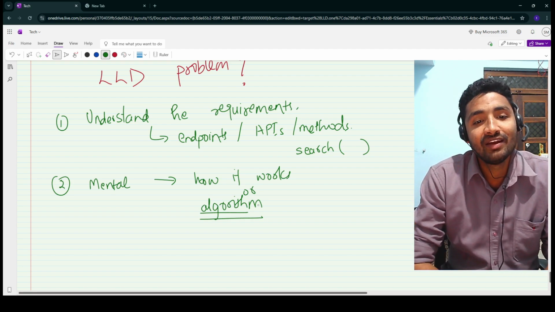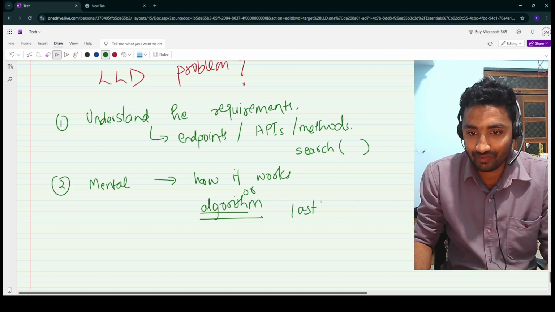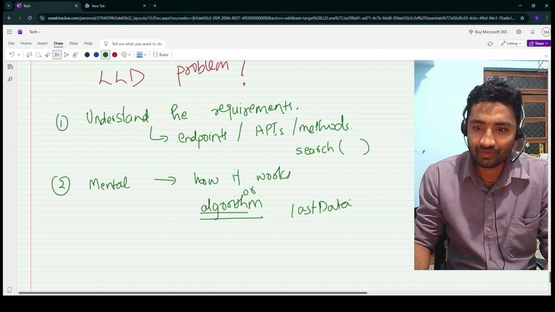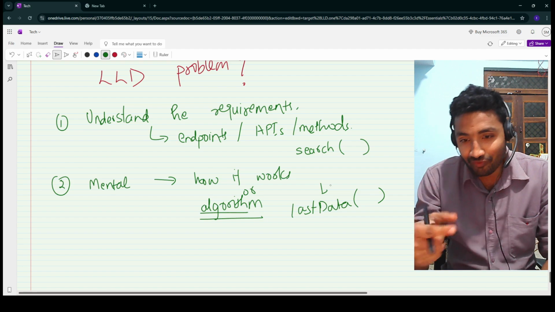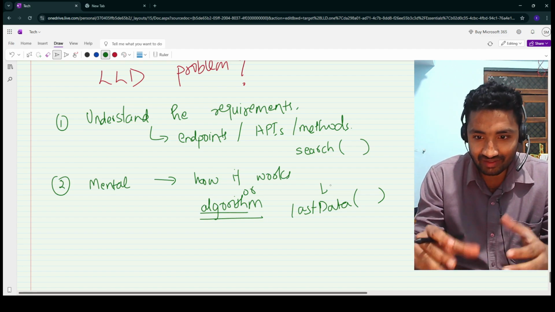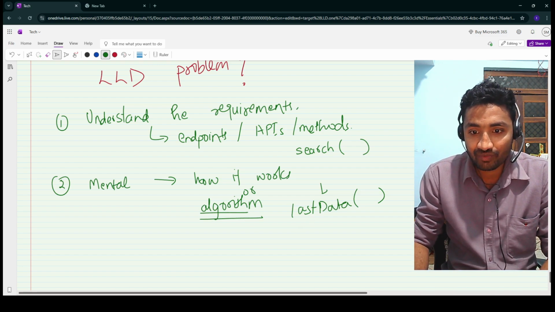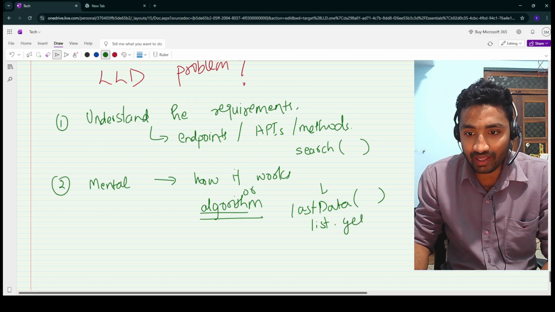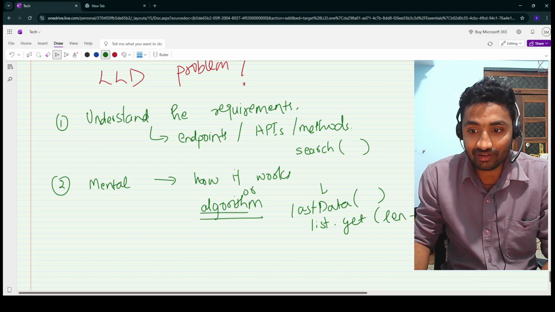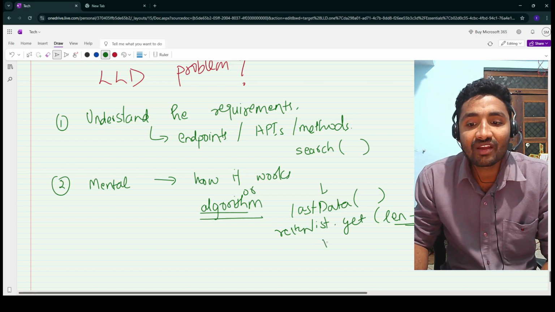So there needs to be an endpoint that says last data, or something like that, or last item. So this is the requirement. Now if we know that okay, we are storing this data as a list, then what we need to do is we need to get the last element. And how to get the last element, you'll calculate the length, and the length minus 1 would be the index of that element, and we can just return that. So this is figuring out the algorithm.